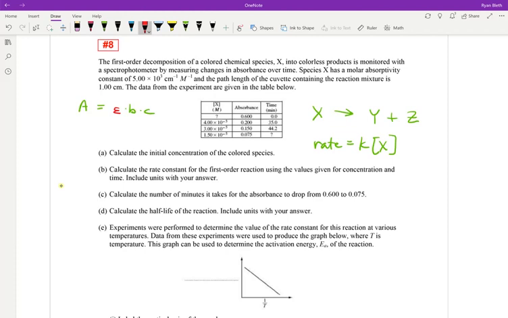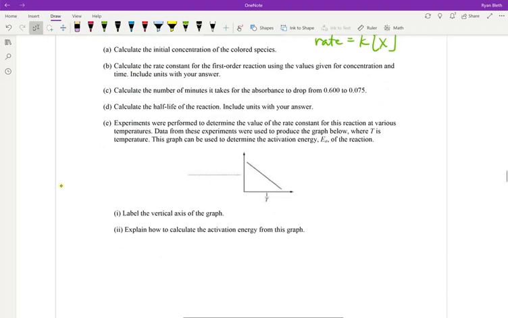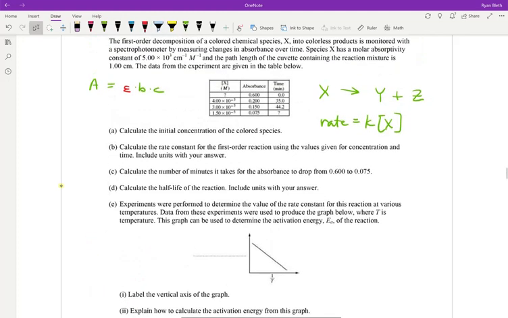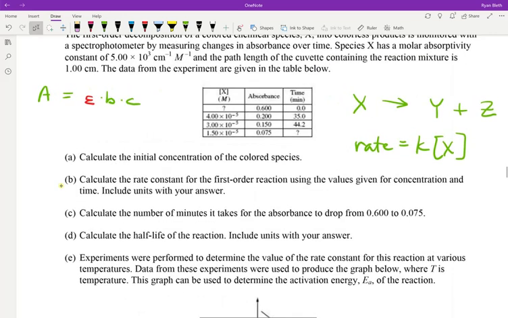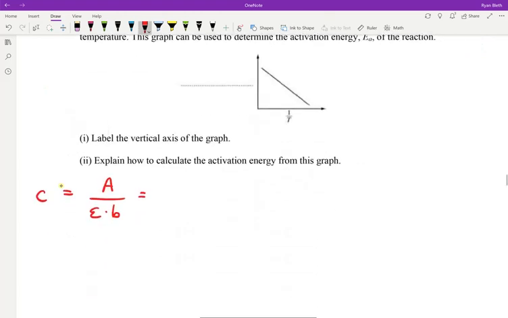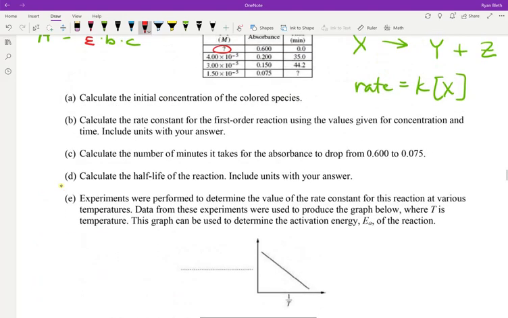So if they want us to find the concentration, then we're just going to use that equation and solve for c. So go down here below. c will be A over epsilon b. The initial concentration will be at time 0 in my data table, so they're asking me to fill this in. The absorbance is 0.600. So 0.600, and absorbance doesn't have any units, so that works out relatively simply.